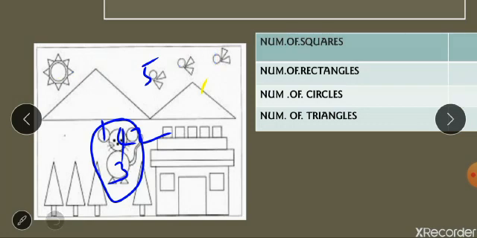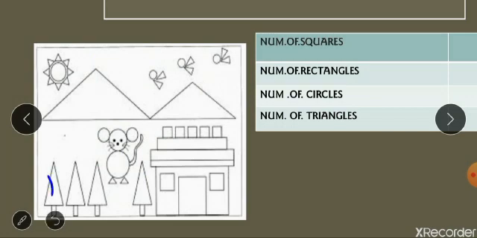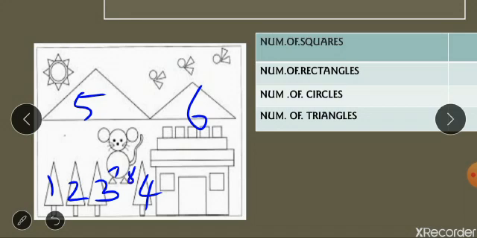So now you are going to calculate how many triangles there are. There are more triangles present in this shape. So calculate first. We can calculate from the tree. That is 1, 2, 3, 4 and the mountain, that is 5, 6 and the legs of the cat, 2 legs, 7, 8. Okay. So totally you have here 8.